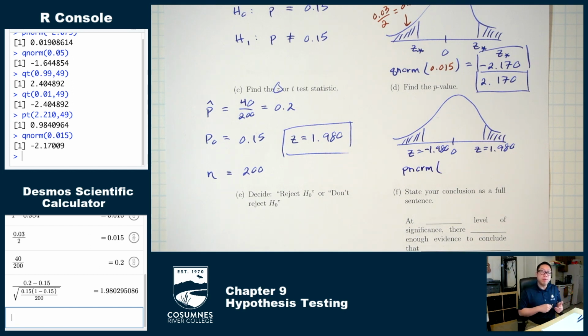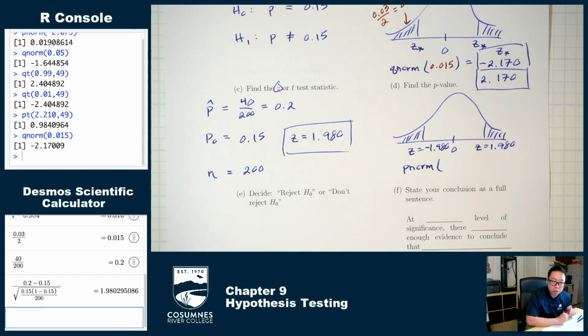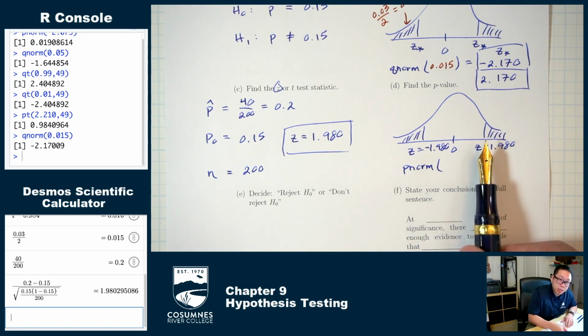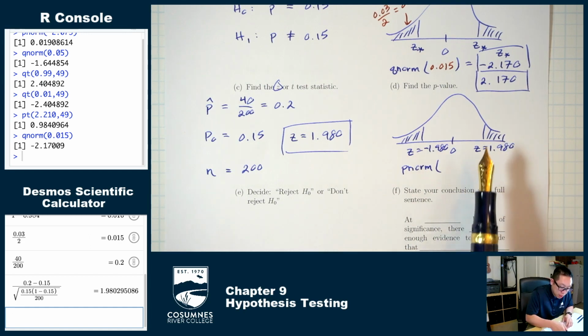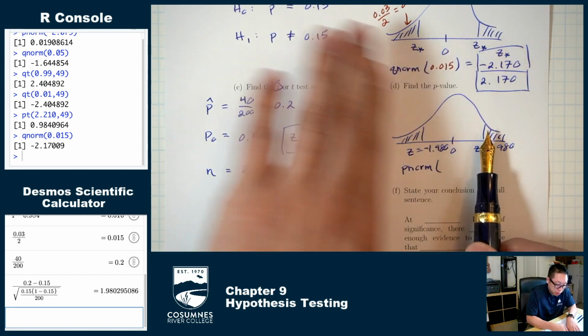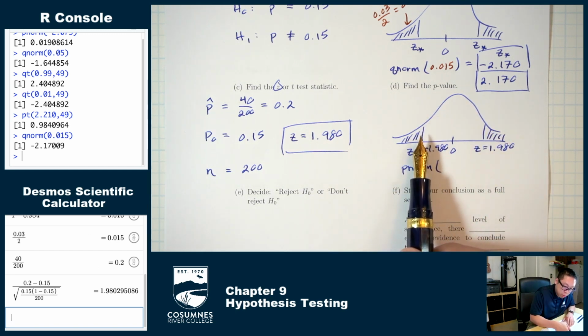Now, what do you feed r? Do you feed it the positive 1.980 or the negative 1.980? The way p-norm works, remember, is you feed it a z and it spits out the left area. So it's going to spit out the left area of whatever z you feed it. I'm not going to feed it the positive 1.980 because it's going to find the area to the left of that 1.980, which includes this unshaded part that I don't want, right? So I'm not going to plug in the positive 1.980 because it's going to include this unshaded middle part that I don't want. So I'm going to always plug in the negative 1.980.